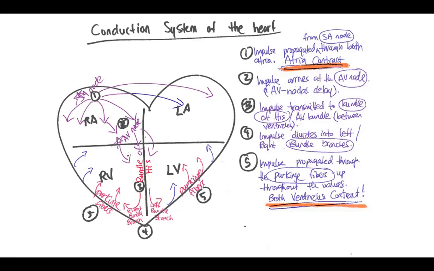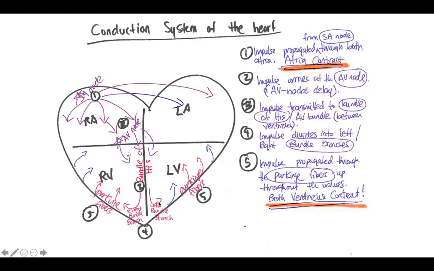From there, the impulse is transmitted to the bundle of His. And the bundle of His is actually within the ventricular septum. So the wall of the ventricle here, we've got these fibers that are running from top down to bottom. These are called the bundle of His fibers, also known as the atrioventricular fibers or the atrioventricular bundle.